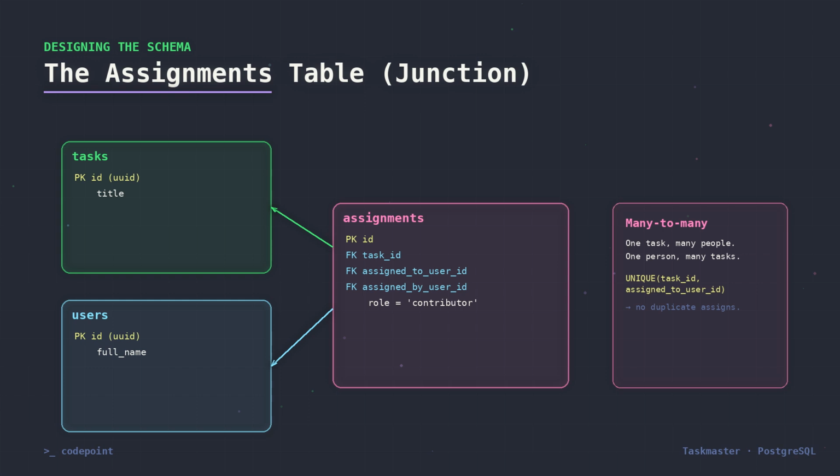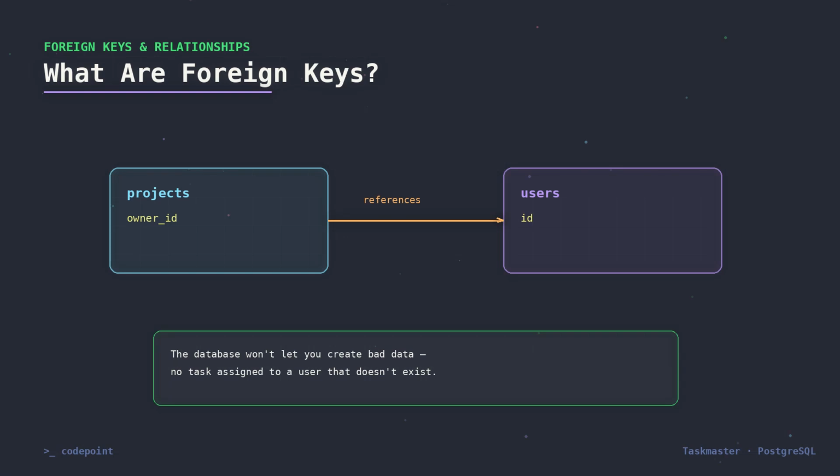Created at timestamp. And here's something important. We add a unique constraint on task ID and assigned to user ID together. This means one person can't be assigned the same task twice. It prevents duplicate assignments. All three foreign keys have on-delete cascade. If any of those records get deleted, the assignment is cleaned up.